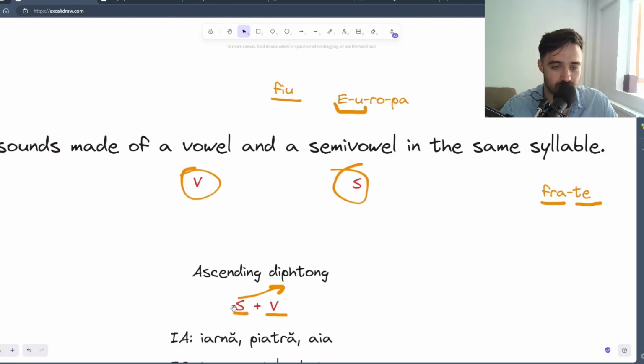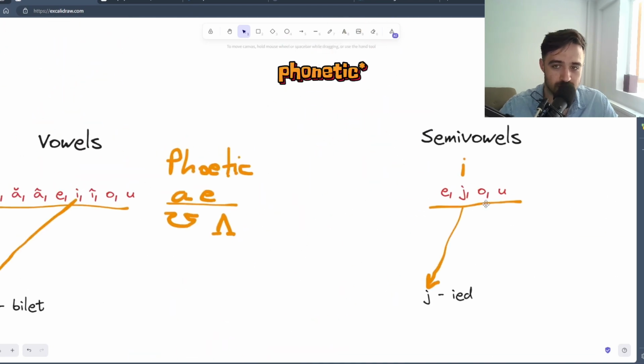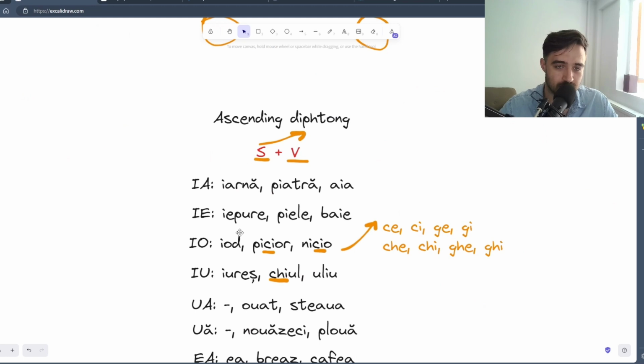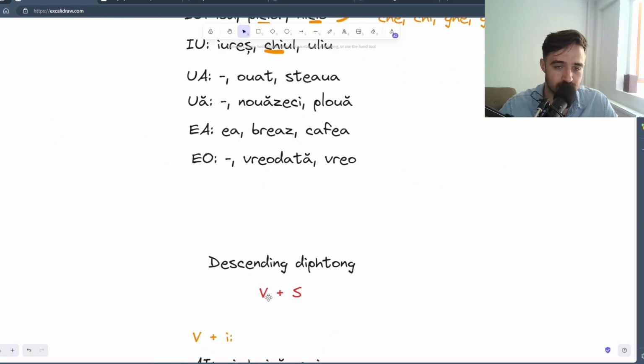Just a clarification on the semivowel and vowel situation. If we go back here, I said that the e as a semivowel will be like a ye sound, and the e as a vowel will be just e. An example is iepure, with the semivowel on the I and the vowel on the E, which respects this rule, and it gets an ascending diphthong, iepure. Now that we got that cleared out, let's go to descending diphthongs.